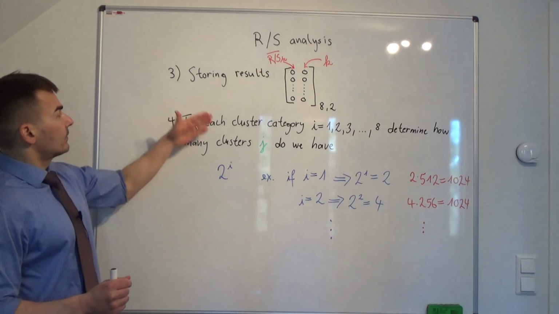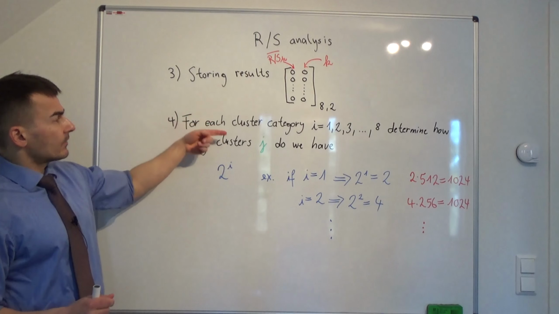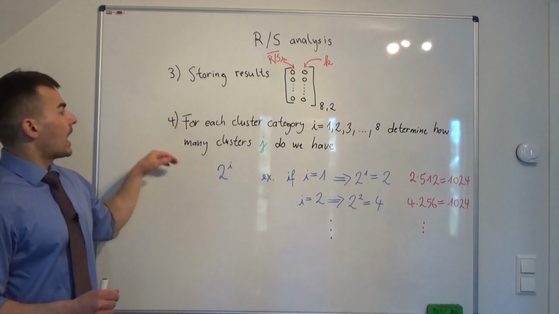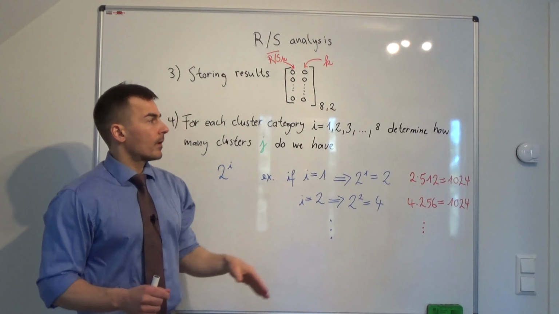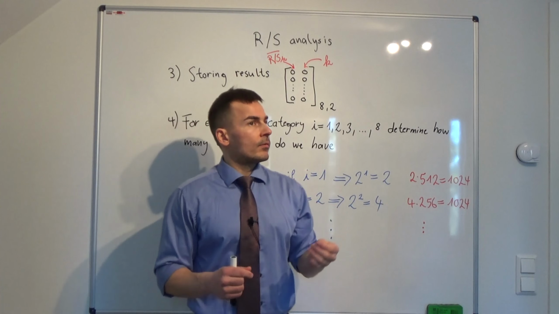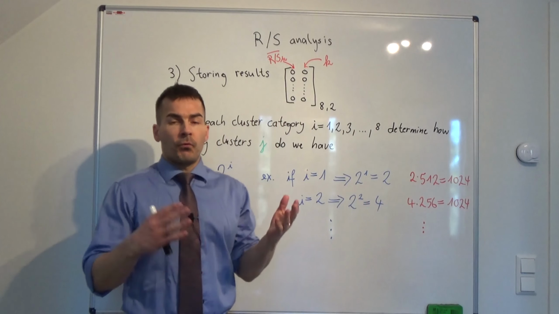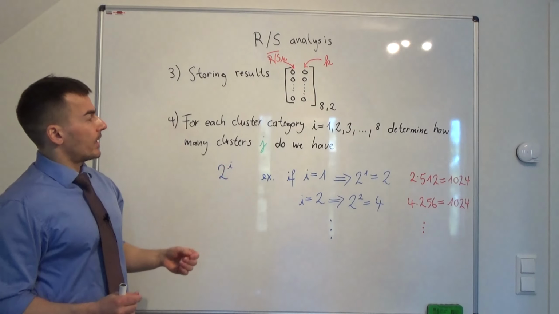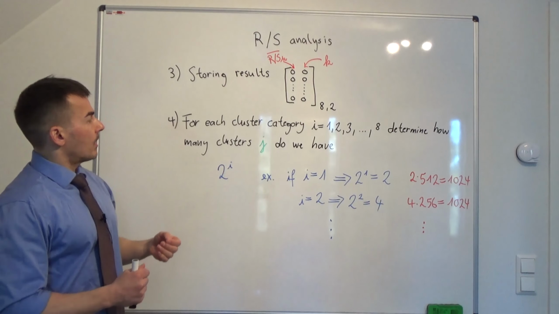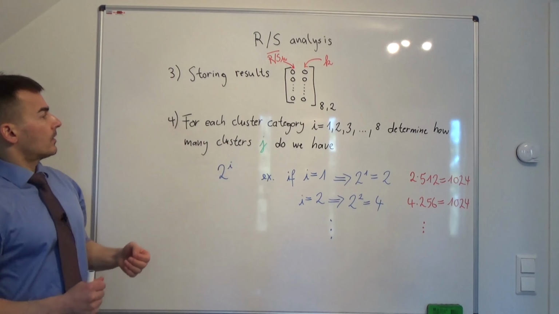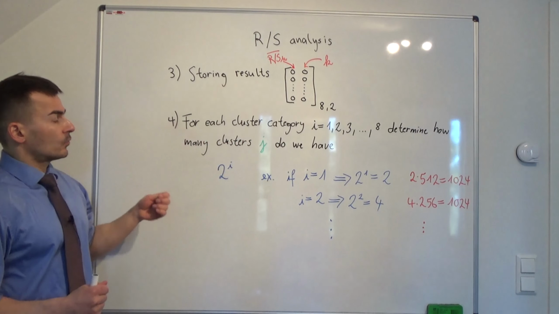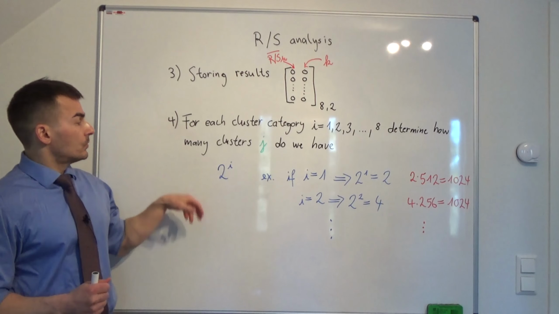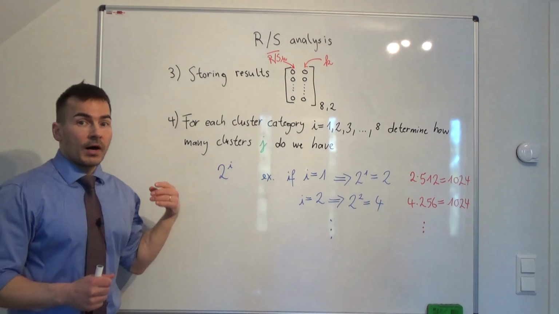The fourth step is that for each cluster category I, which is from 1 to 8, we have to determine how many clusters J we have. Now this might be redundant for you, but not for the program, because the program does not know that. So we have to tell the program how many clusters we actually have. And it is quite simple. Again, the key number here is 2. We have to take 2 to the power of I.